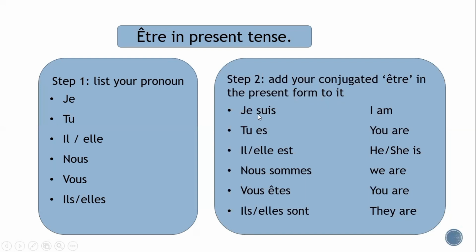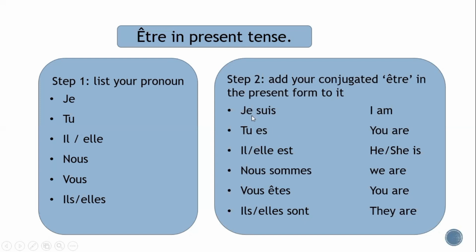Which is adding our conjugated être in the present form to it. So the conjugated être for je is suis. So we have je suis. Tout le monde? Oui, je suis. D'accord? Je suis. Bon. Tu es. Il ou elle est. Nous sommes. Vous êtes. Ils ou elles sont.